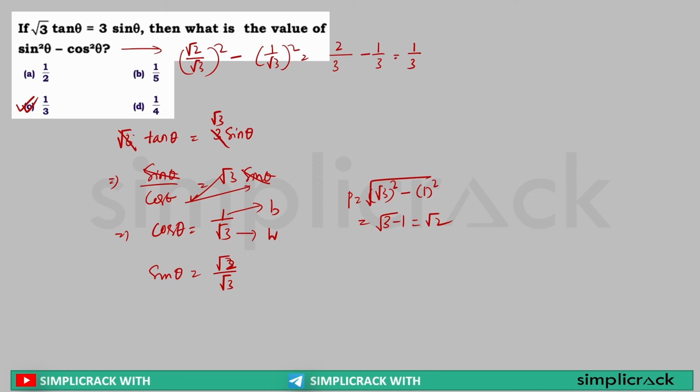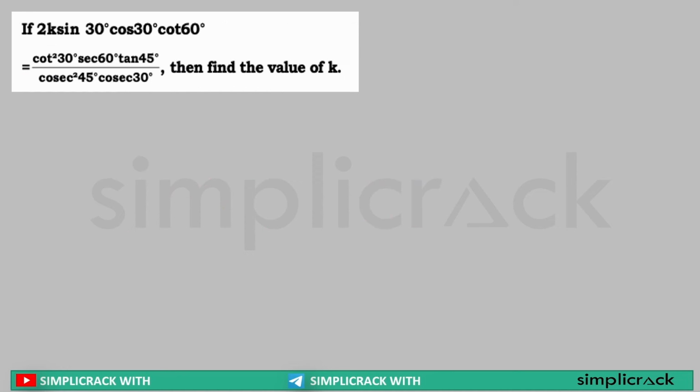Okay, understand this. Next. It is saying 2k sine 30 cos 30 cot 60 degree is equal to cot square 30 sec 60 and tan 45 divided by cos square 45 cosec 30. Yes or no? Yes. So let's write it.